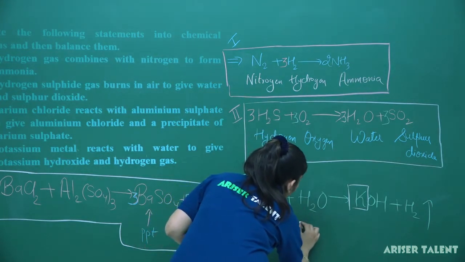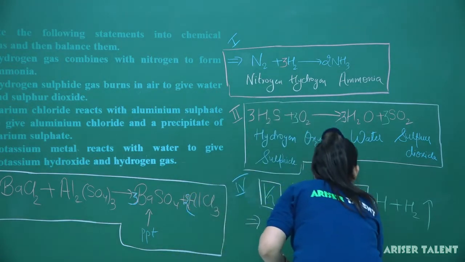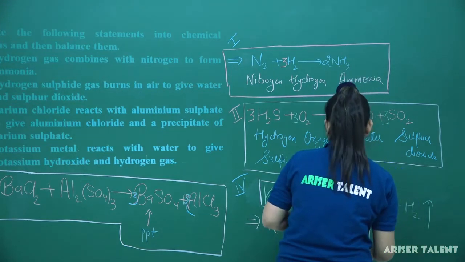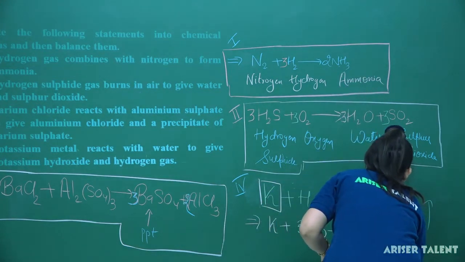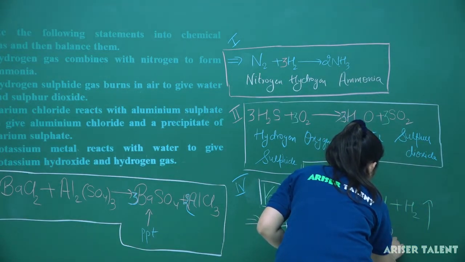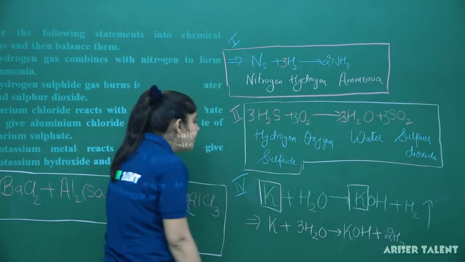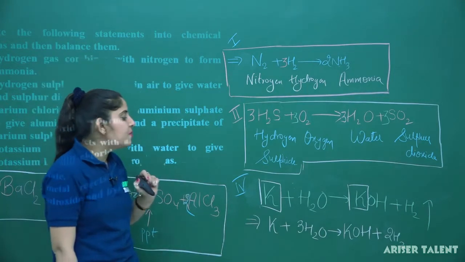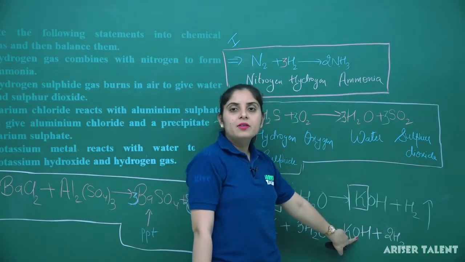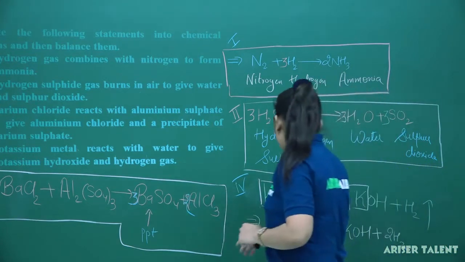So we can write the equation as K plus 3H2O gives KOH plus 2H2. Now in this equation, potassium and hydrogen are completely balanced, but what happens in the case of oxygen? Oxygen here is 3, but here oxygen is 1. So the equation is not balanced again.